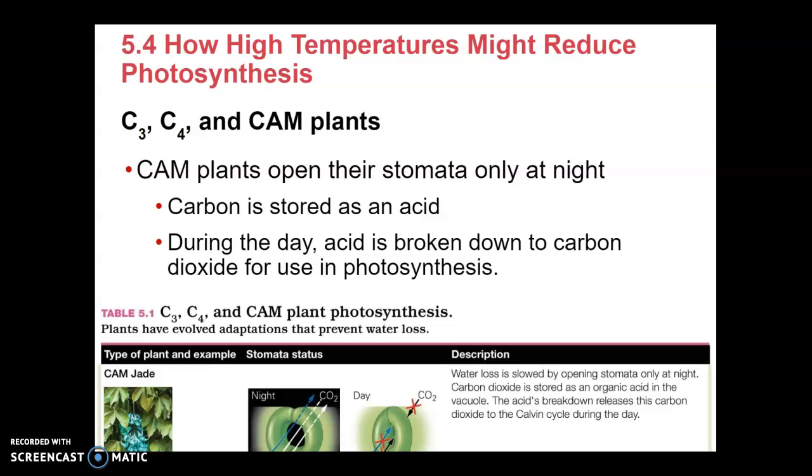process. So during the day, the carbon is stored as an acid, and the acid is broken down to produce the carbon dioxide for photosynthesis. And then at night, they bring in carbon dioxide. And that's how it works for a CAM plant.